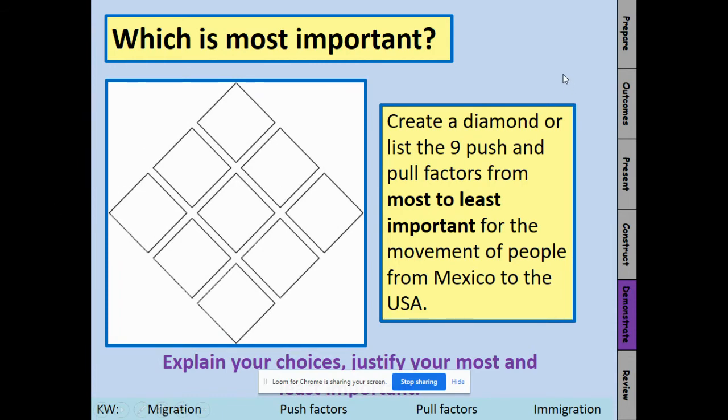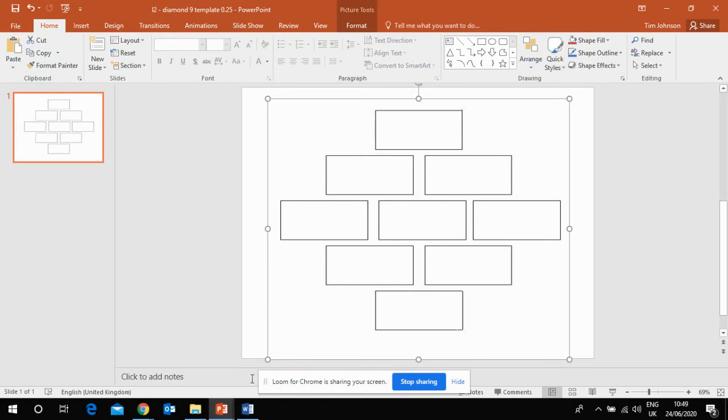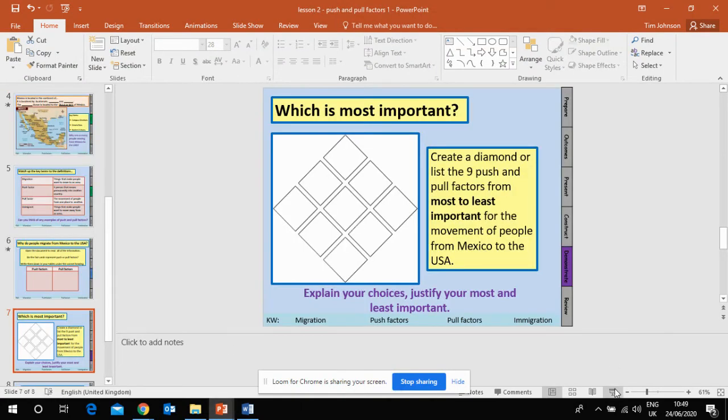If you can prove your point in geography, if you can make a point and then back it up and justify it, you'll get much higher marks. And just to show you the template, this template will be here. I'll give that to Class Charts as well.